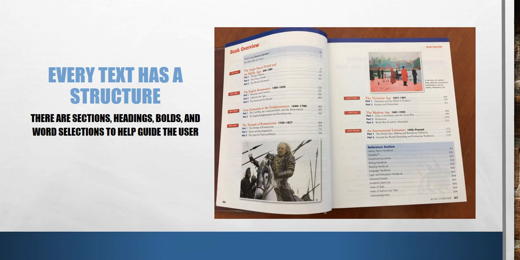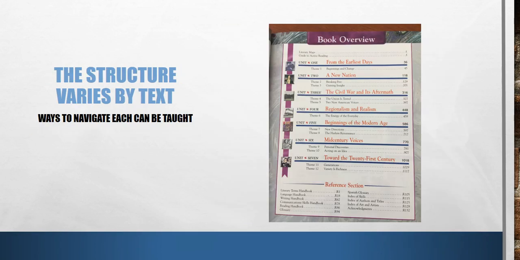Every text has different sections, headings, bolds, word selections that help guide the user. And though our American literature book is similar to the British literature book, it's not quite as detailed. The structure varies by each text. So you have to teach your students how to navigate each text, and it's easy to teach.